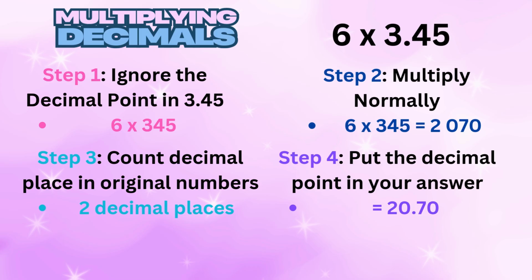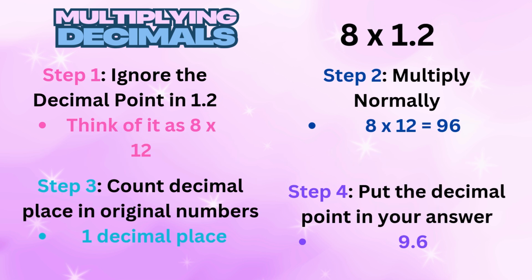Step 3. Count decimal places in original numbers. 6 has 0 decimal places. 3.45 has 2 decimal places. So the total number of decimal places needed in the answer is 2. Step 4. Put the decimal point in your answer. Move 2 places from the right in 2070. And your final answer will be 20.70.